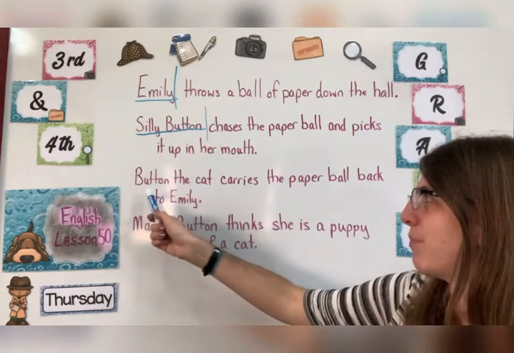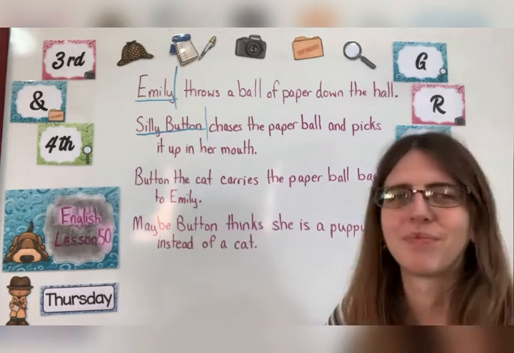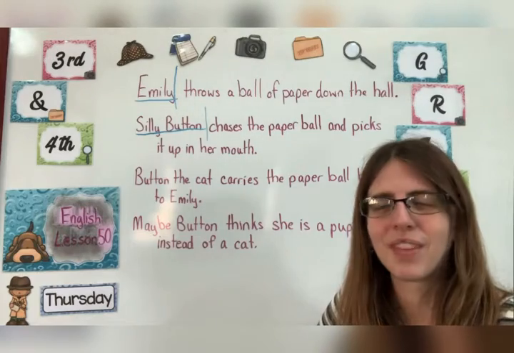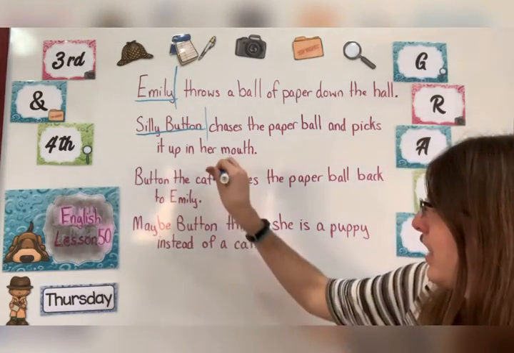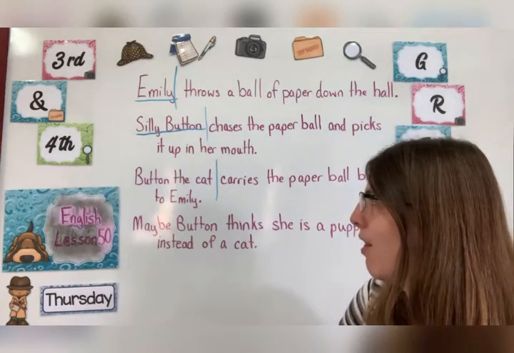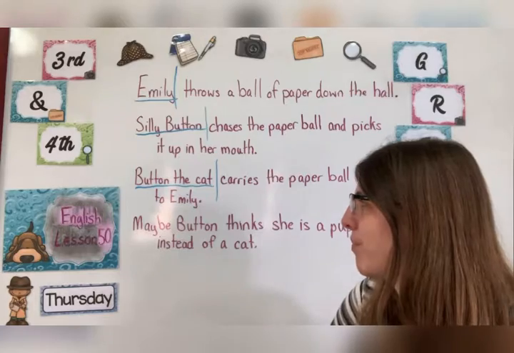Number 3, Button the cat carries the paper ball back to Emily. All right, well, what happened in this sentence? Well, somebody carries the paper ball back to Emily. Who carries the paper ball? Button the cat carries the paper ball.